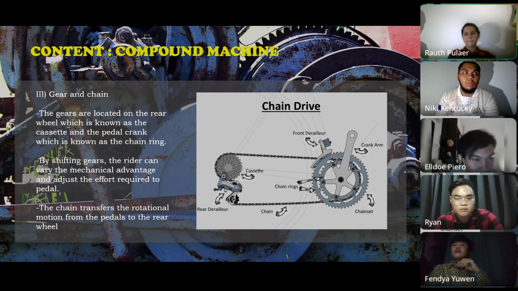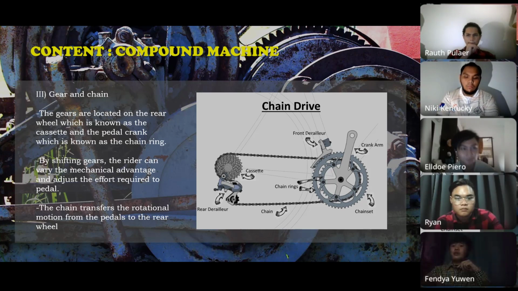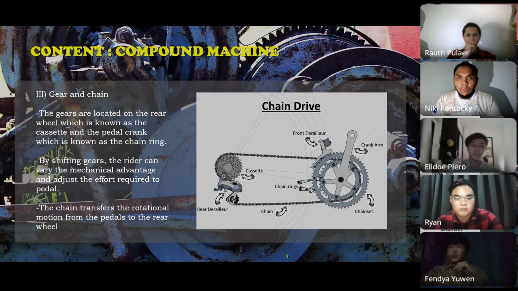So by shifting gears, the rider can vary the mechanical advantage and adjust the effort required to pedal. Information of the use of gear. The gear itself can be able to adjust our speed. For example, like a motorcycle. I take motorcycle, have gear one, gear two, gear three.